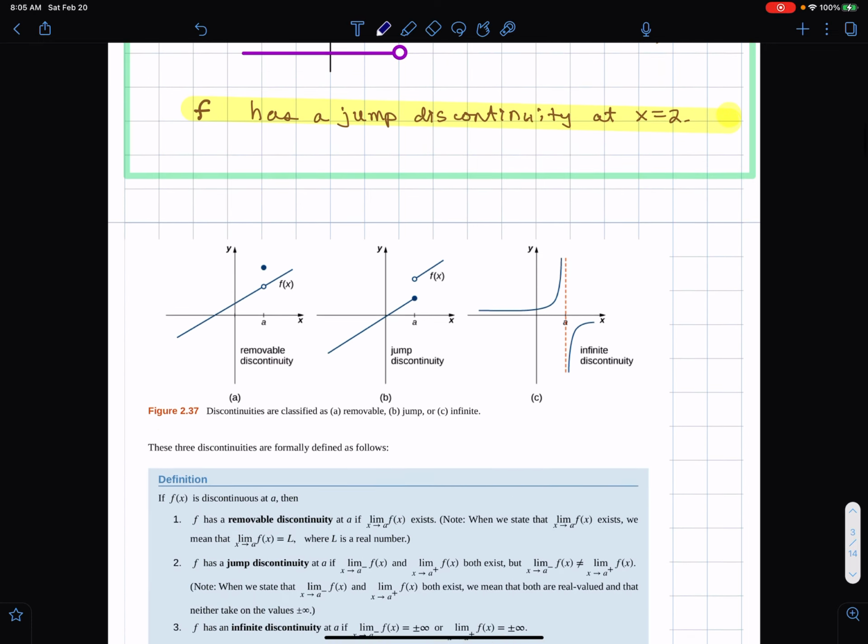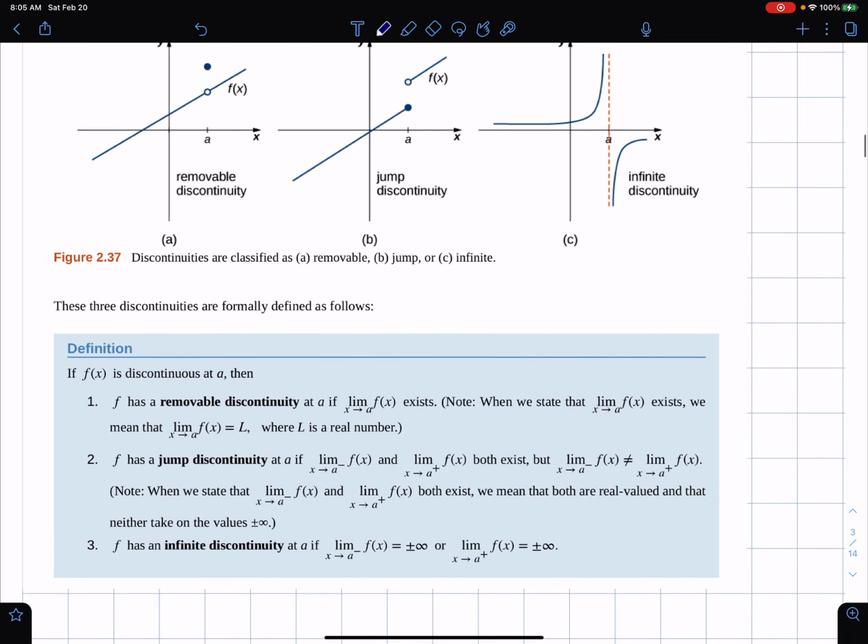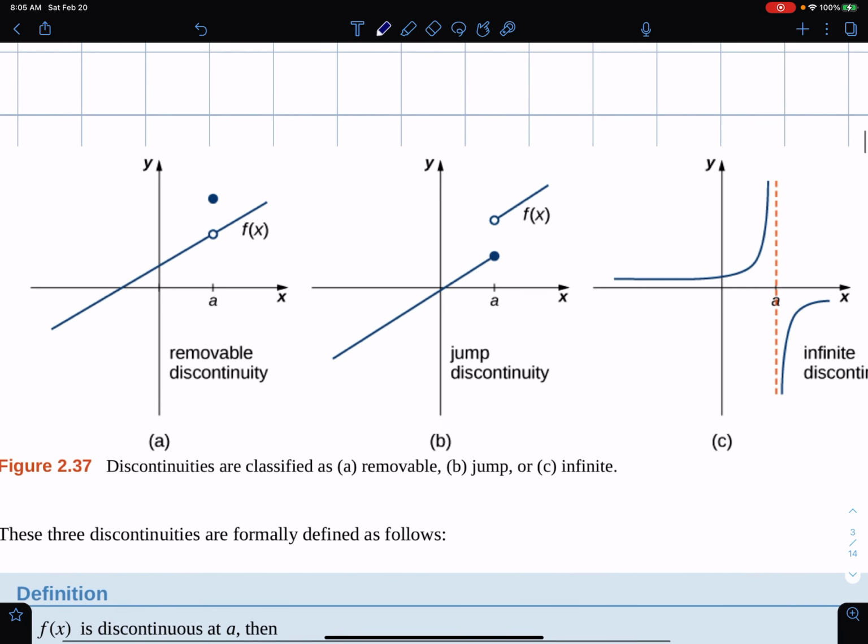Here I've written down a definition of removable discontinuity. The limit exists, but it's discontinuous. So the picture is the one we have here. You can see the limit exists for a removable discontinuity, but this time the function is defined above, so there's a dot where we have the value of the function.